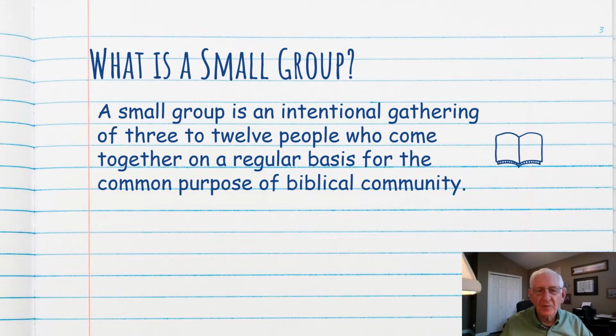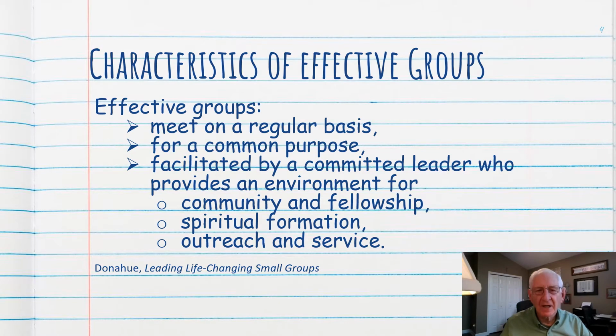Well, we could define a small group as an intentional gathering of 3 to 12 people who come together on a regular basis for the common purpose of biblical community. And there are characteristics that we usually look for in effective small groups. Effective groups meet on a regular basis for a common purpose, facilitated by a committed leader who provides an environment for community and fellowship, spiritual formation, outreach, and service.